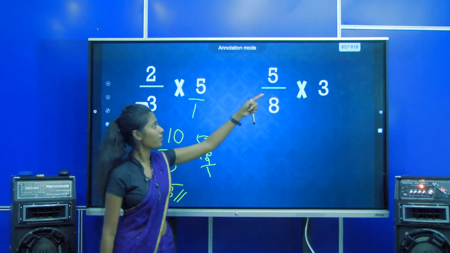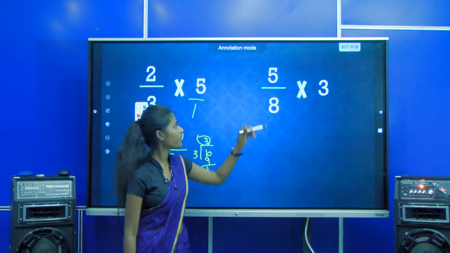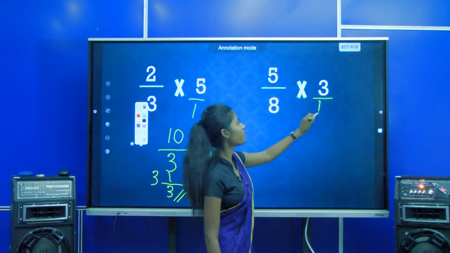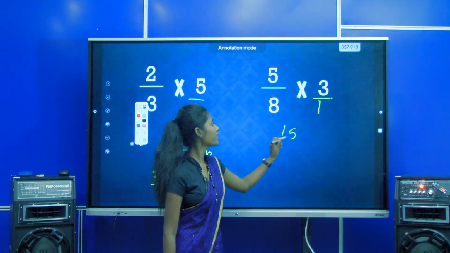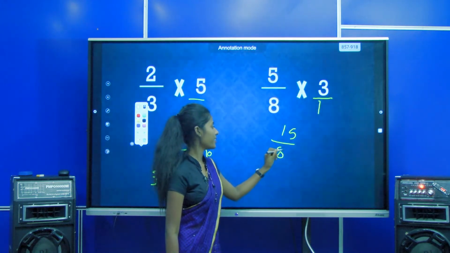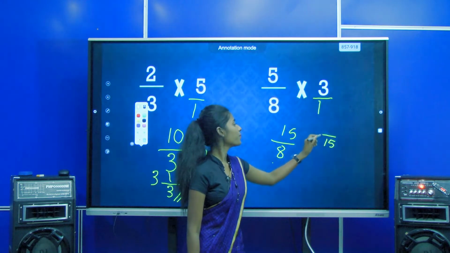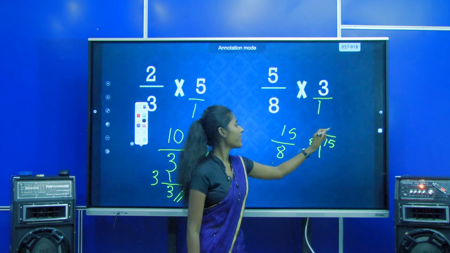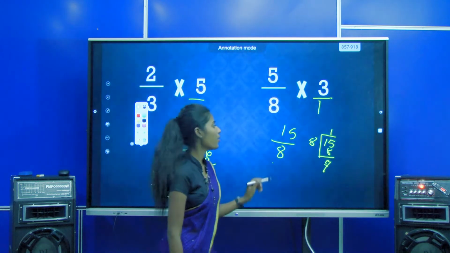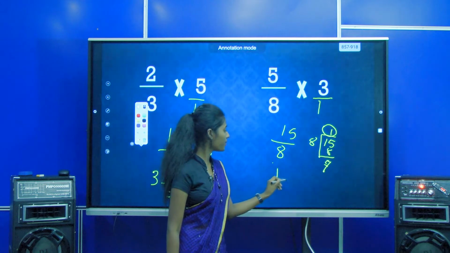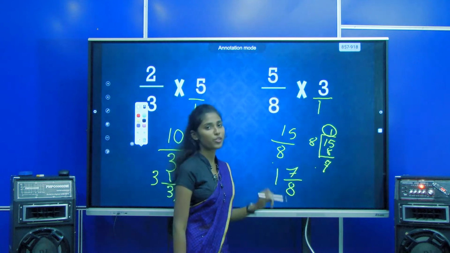Here let's see the next example. 5 over 8 multiplied by 3. First you have to make this one as a fraction by putting over 1. 5 times 3, 15. 8 times 1, 8. This one is also an improper fraction. You have to make it as a proper mixed number. 8 times 1, 8. Remain 7. Okay, this one is the whole number, the denominator won't change, 7 is the numerator.